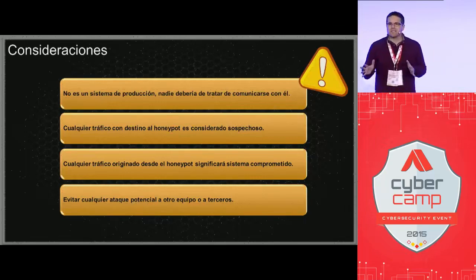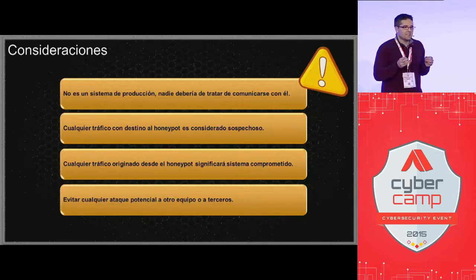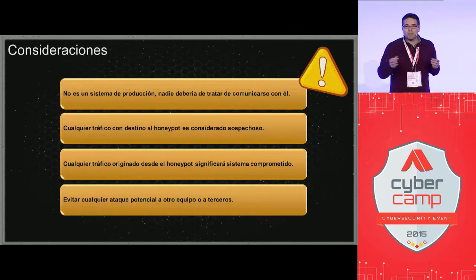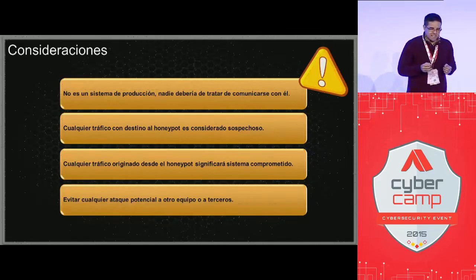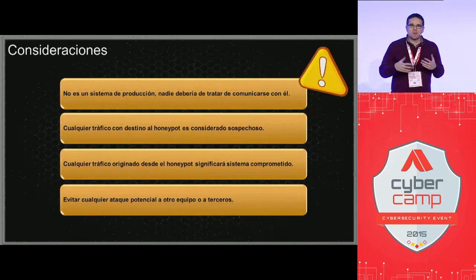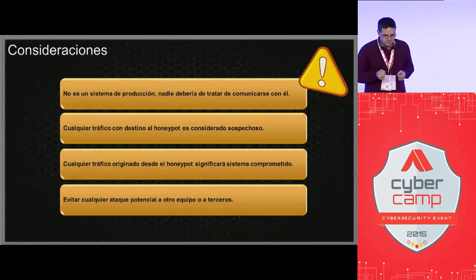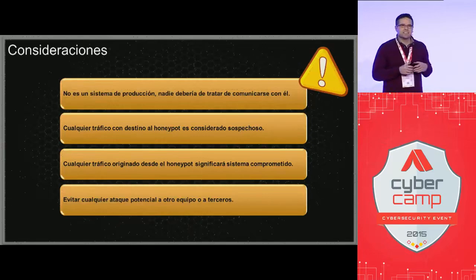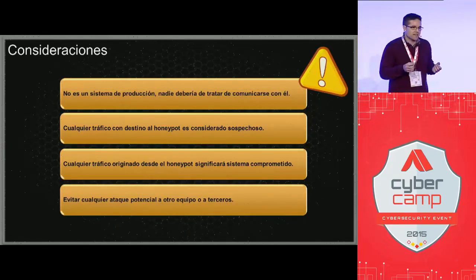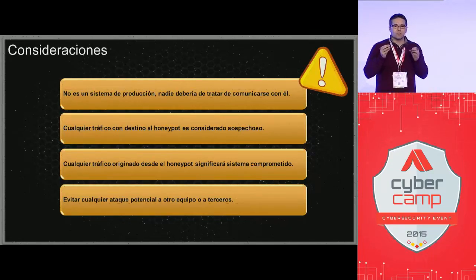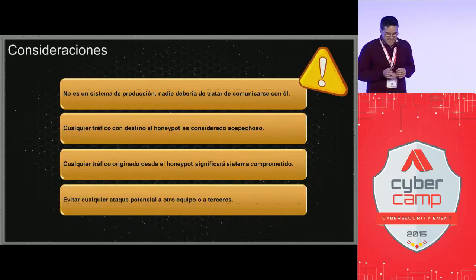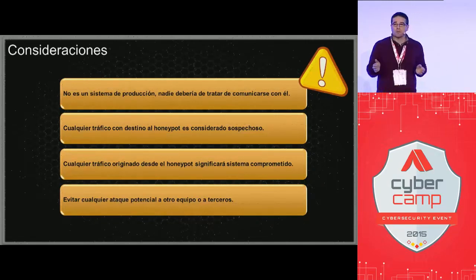In terms of considerations, this is not a system in production, and no one should try to communicate with it. So if no one knows that a sensor is there, nothing should reach it. However, this does not happen in practice. And you will see that we will always be receiving some kinds of security events. Any traffic aimed at a honeypot is considered suspicious, whether it is an attack or just a survey. And any traffic that comes out of our honeypots would mean that our system has been compromised.